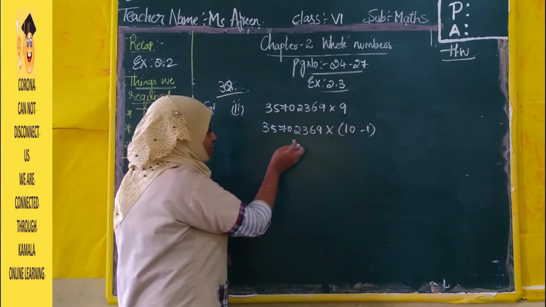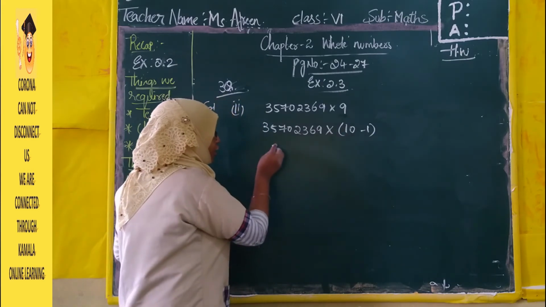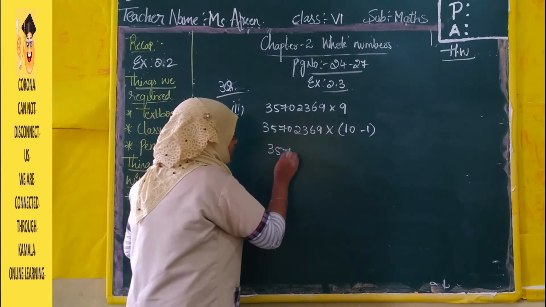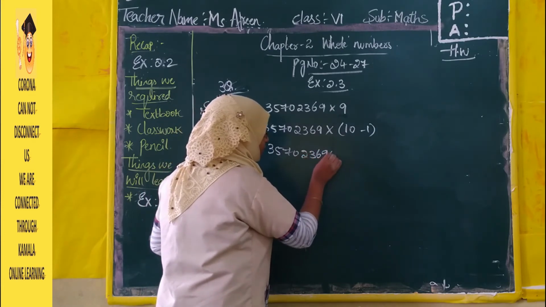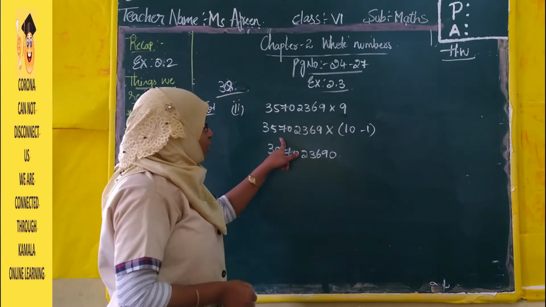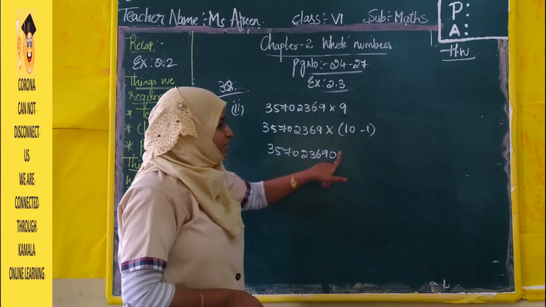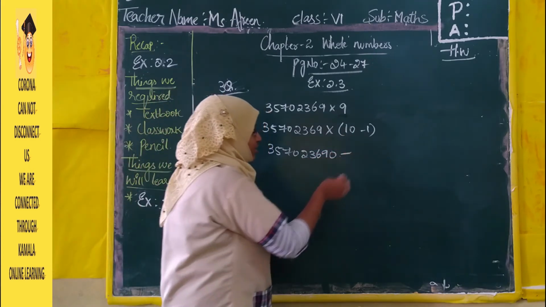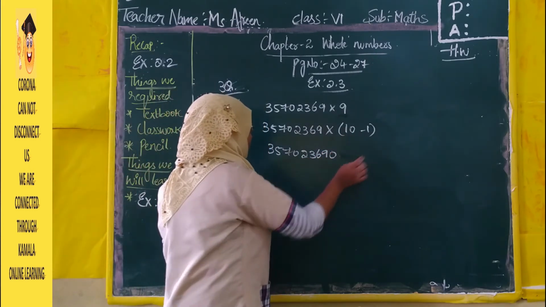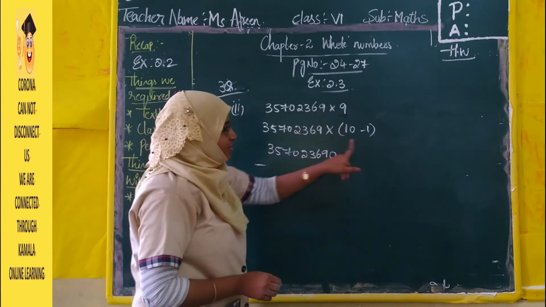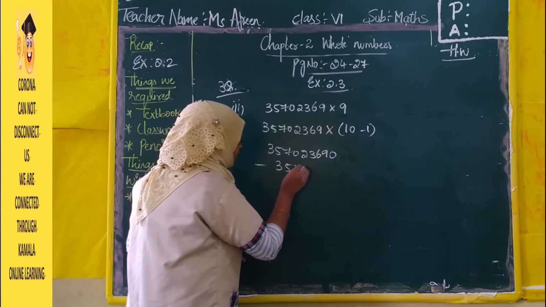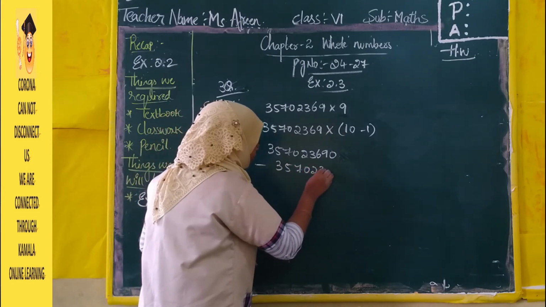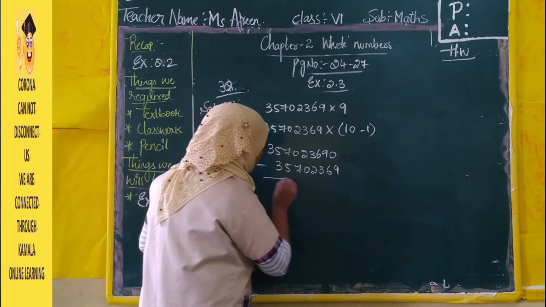So simply when you multiply this number with 10, at last we'll get a 0. Right? Multiples of 10. This whole number multiplied with 1, lastly we have written 0. Minus. Now this whole number is multiplied with 1. So what we'll get? 3, 5, 7, 0, 2, 3, 6, 9.